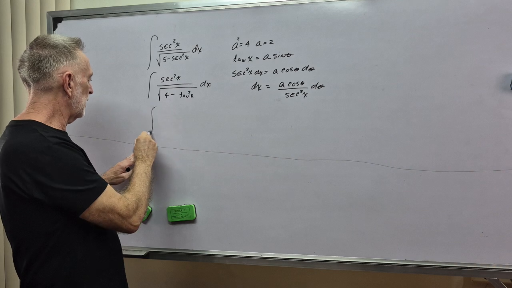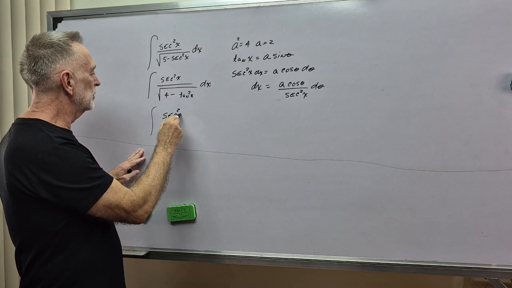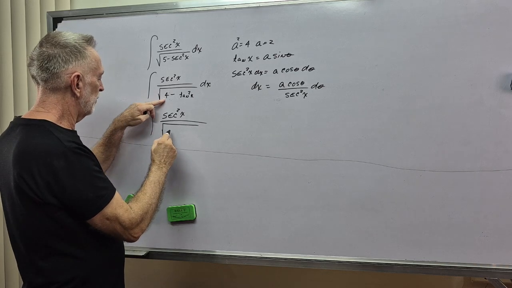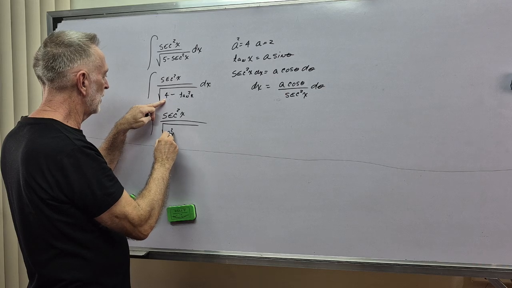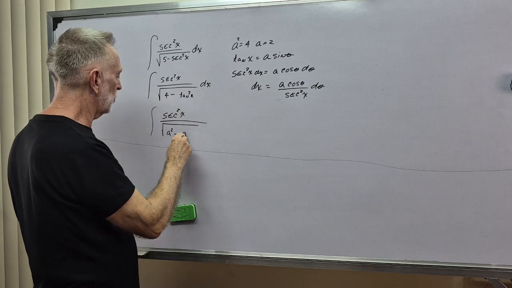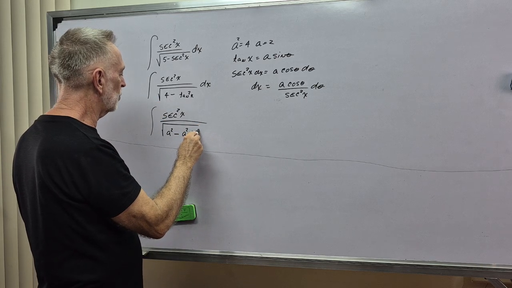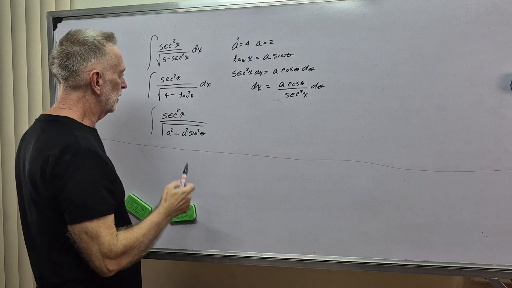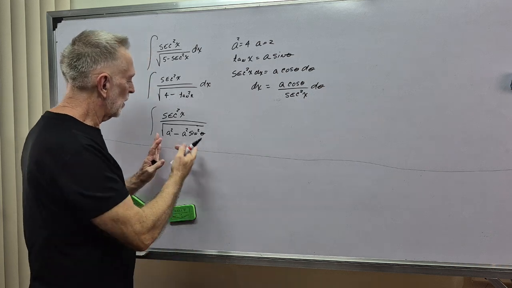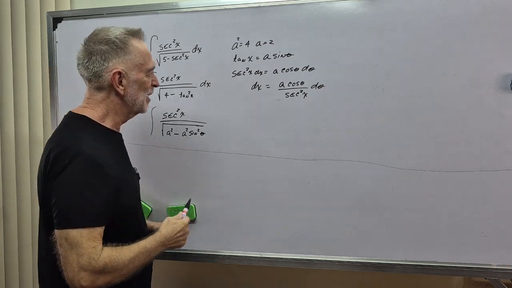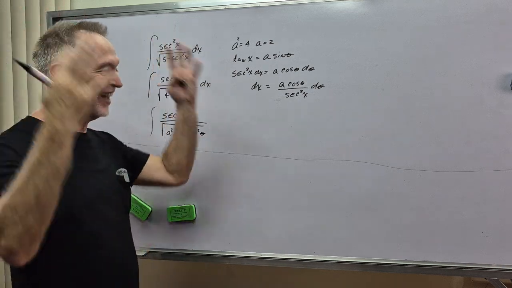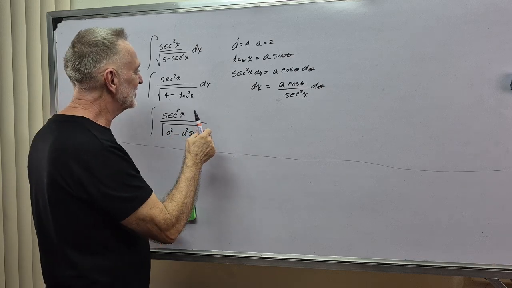Hey, so let's think about how this is going to work out here. Secant squared x, I still have, over the square root of the 4, which now is a squared, minus tangent squared, which would be a squared sine squared theta. Now keep in mind, we've gone from the x world to the theta world. That's why, the first time I ever saw this, I was like, whoa, wait. My hair would catch on fire. All right, let's just keep plugging along.